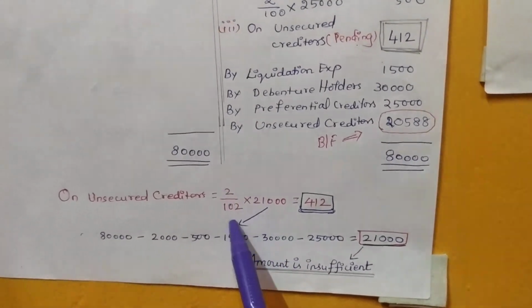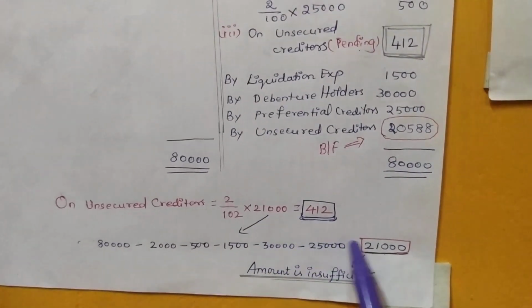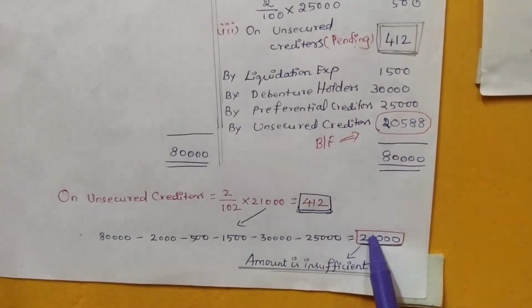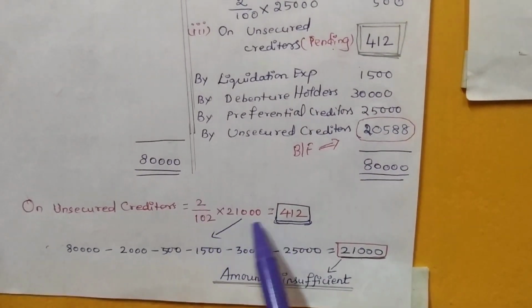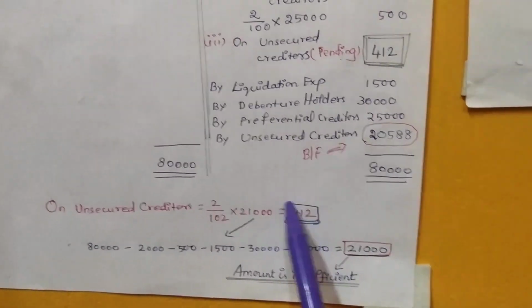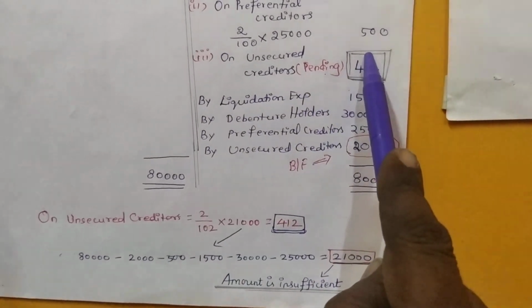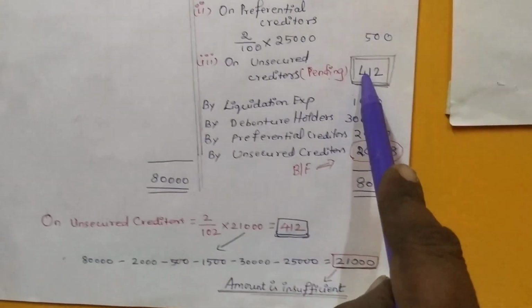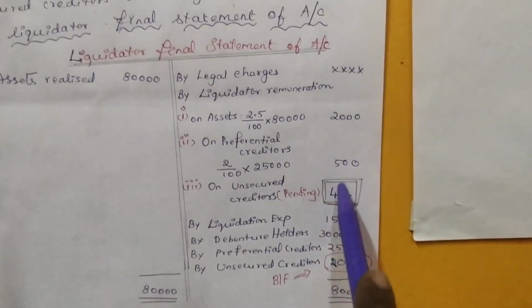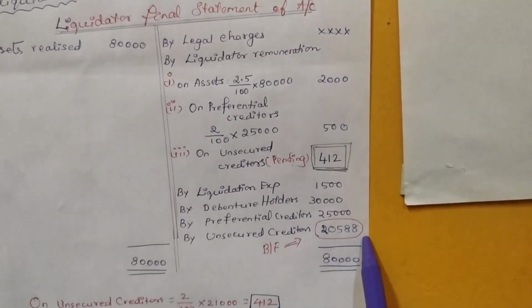Once again I am stressing here, 2 by 102 into what is the amount you pay? 21,000. And that only you have to calculate. So 2 by 102 into 21,000. What is the commission? 412. Now you take this amount here. Now you take this amount to here. Okay, so on this side all the amounts are filled up. Only the last part is unfilled.